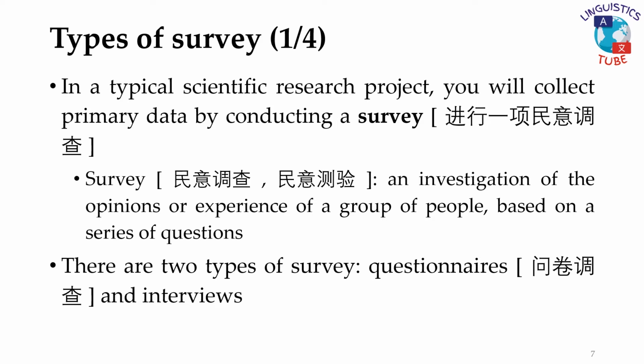The most common way to do this is by conducting a survey. A survey is an investigation of the opinions and behavior of a particular group of people. This is usually done by asking them questions. In general, there are two types of survey: questionnaires and interviews. And to collect your data, you could choose one of them or both of them. Let's learn about these two types of survey.